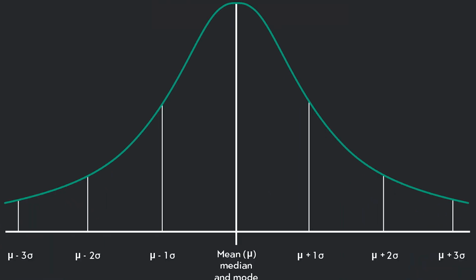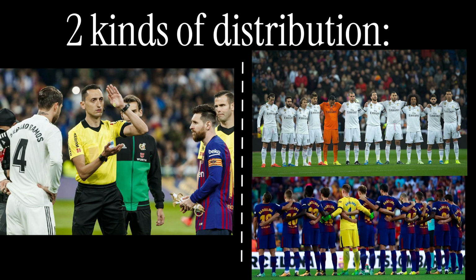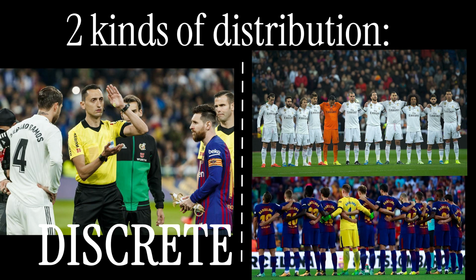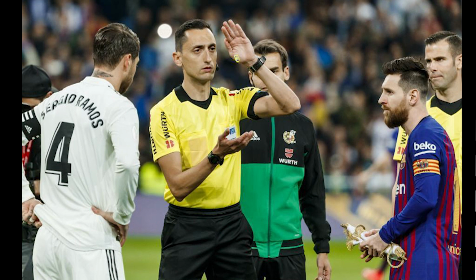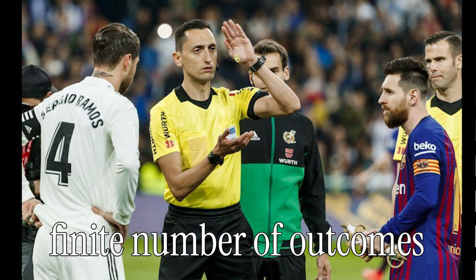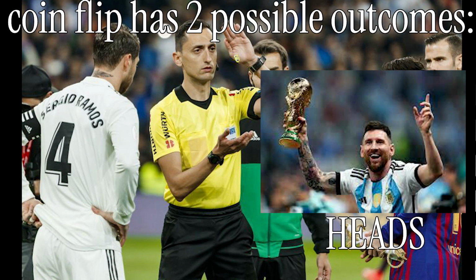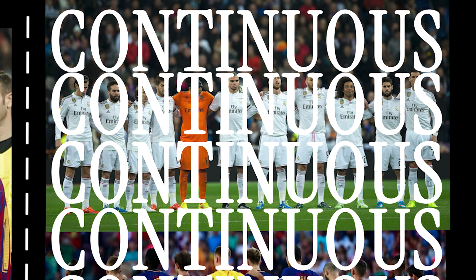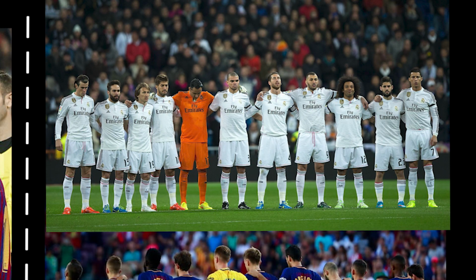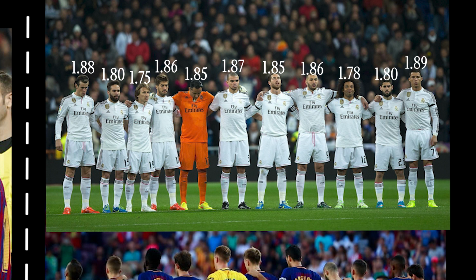You'll see this pretty much everywhere in data science. And we'll come back to it later, too. Now, distributions can be of two kinds: discrete and continuous. Discrete distributions are applicable when there's a finite number of outcomes. For example, when determining the probability distribution of a coin flip, we only have two possible outcomes: heads or tails. On the other hand, when we're talking about modeling a person's height, there is no set number of outcomes. This is a continuous function.